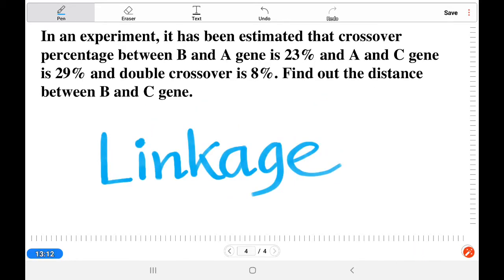Next one on linkage. Crossing over percentage and chromosomal map on that basis. In an experiment, it has been estimated that the crossover percentage, the recombinant percentage between the B and A gene is 23%, the A and C gene is 29%, and double crossover is 8%. Find out the distance between the gene B and C.